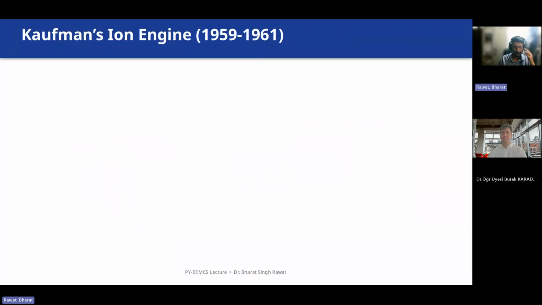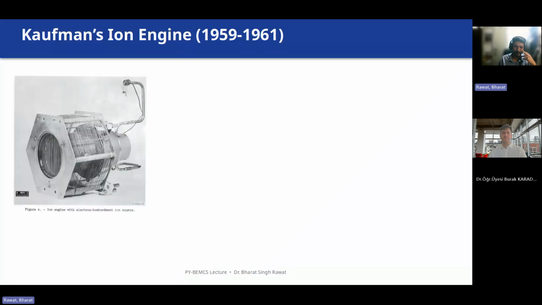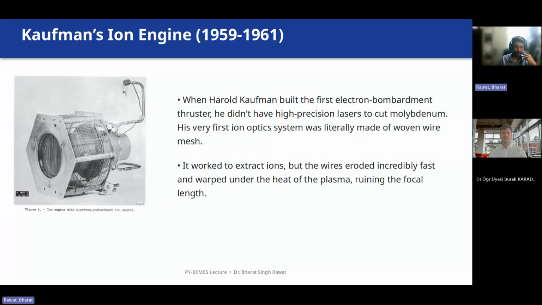So just to go back in history, the first recorded ion source which made it into space was the Kaufman ion source, and in that source, I think the basic design was made up of these tungsten wires, which don't even look like grids. So he used these meshed wires, which are woven, just to extract the ions, and it worked to a certain extent. But the problem with these was that it eroded incredibly fast, and it also bent under the thermal effects, which ruined the focal length and the divergence of the beam. So, in practical terms, it worked, but it had these issues which affected its lifetime.